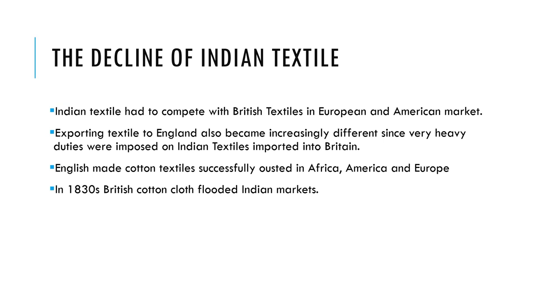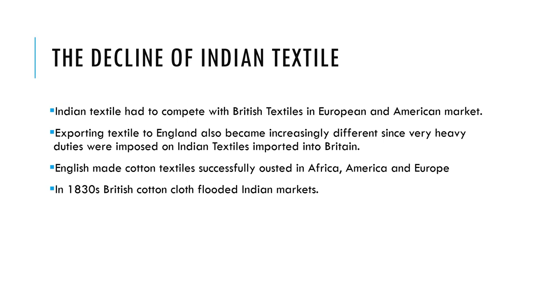Now the Indian textile started declining. So this is all happening in a process, in a stepwise manner. Indian textile had to compete with British textile. As we discussed, industrialization came in Britain, and Britain started producing cloth in immense quantity along with cheap rates. Now Indian textile started facing problems in European and American markets.